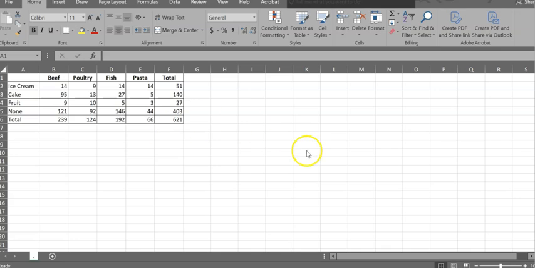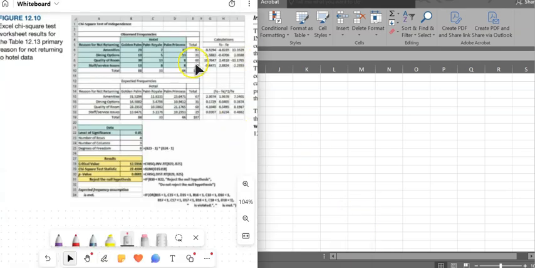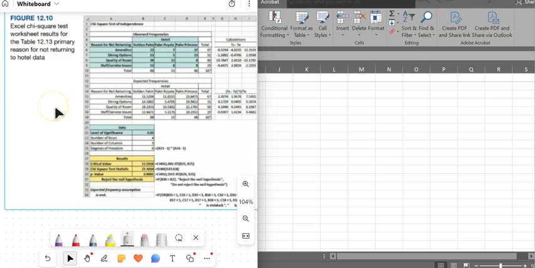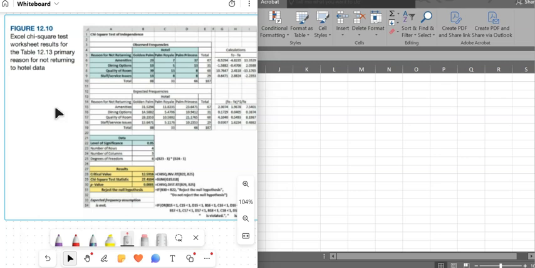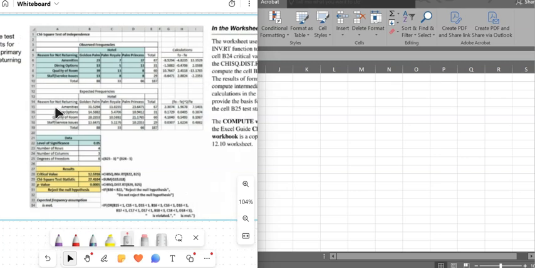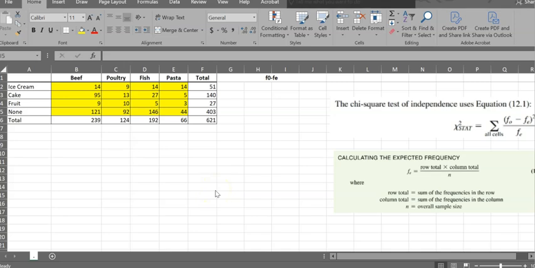Okay, so what we're gonna do with this, this is the table from your book, figure 12.10, and we're gonna duplicate all the work done in this table, even the conclusion and so on. So hang in there just a minute. Okay, so it's still the same table. I just plugged some formulas here. I will get to them as soon as I get to them.